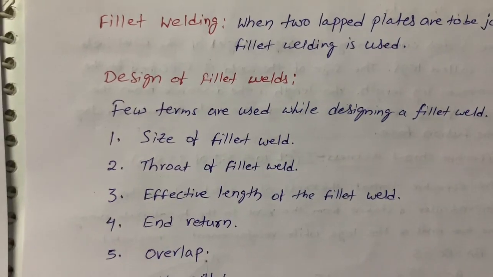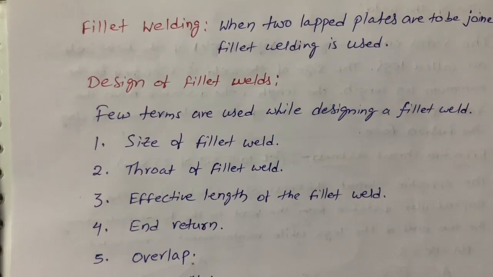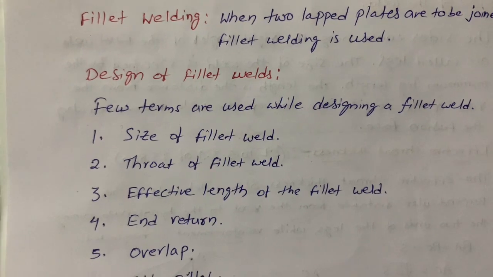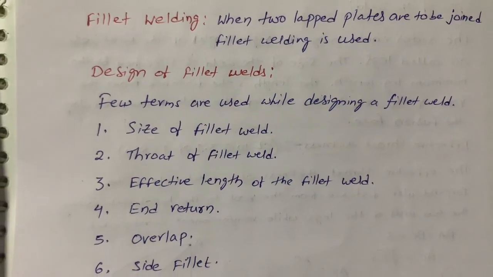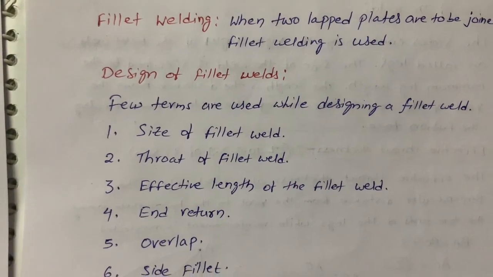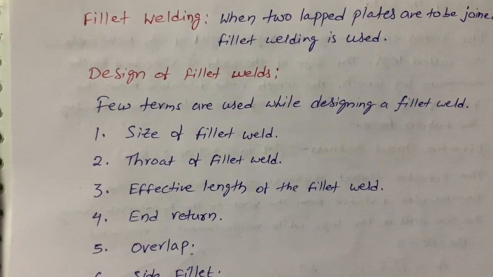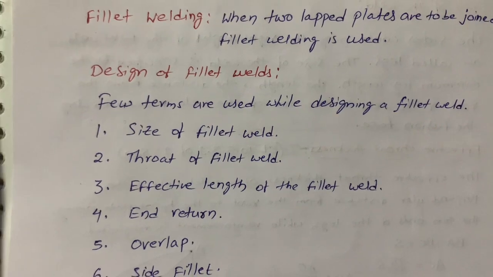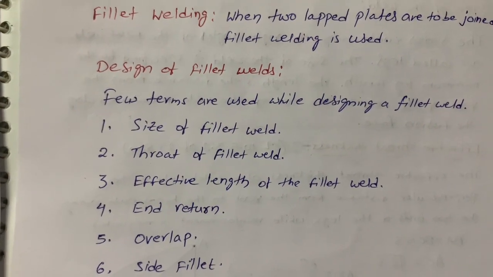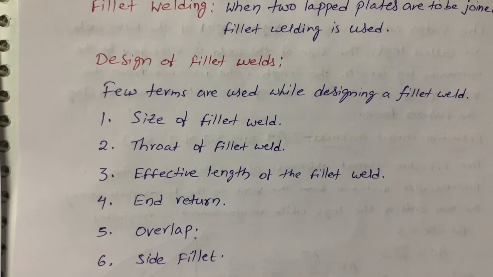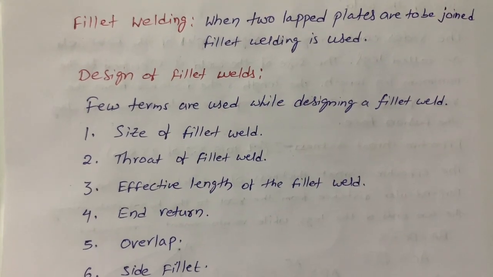In my next video, I am going to solve a problem using these welded connections by using IS 800-2007. There are a few specifications given by the IS code, such as how much weld we need, and the minimum weld and maximum weld provided in the IS code. By using those code specifications, I am going to solve example problems in welding.